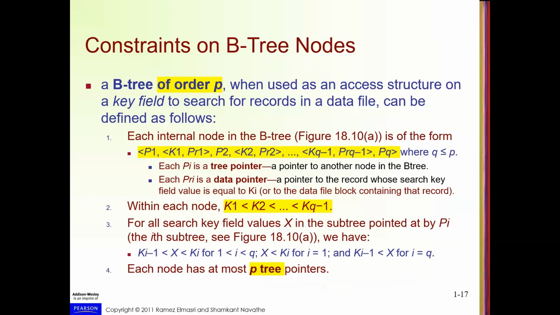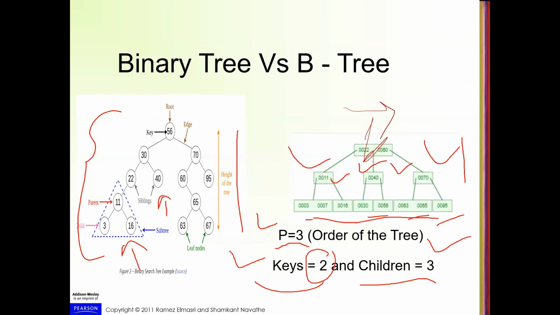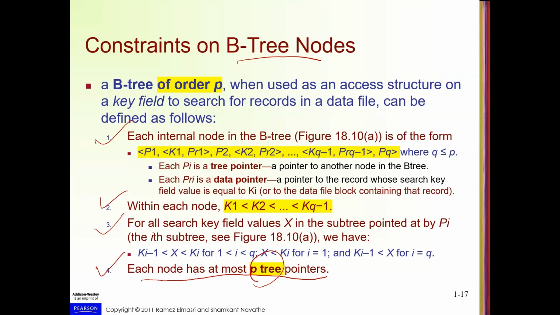Okay, so with this information, now let us understand the constraints or the rules of the B tree. There are one, two, three, four rules. The last rule is very easy. It says that each node has at most P tree pointers. What does it mean? It means that it has three pointers maximum. These pointers are called tree pointers because they connect a tree. That's why it is called a tree pointer. So it is nothing but the number of children.